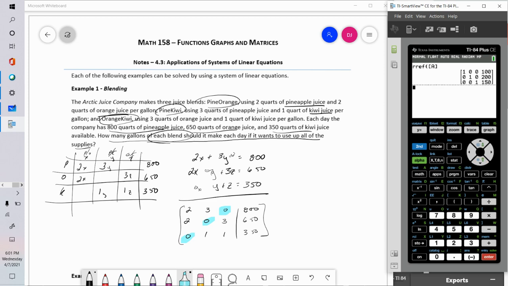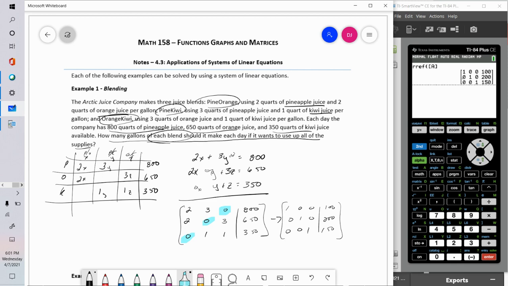Enter. So notice that we have 1, 0, 0, 0, 1, 0, 0, 0, 1, and then 100, 200, and 150. And if you recall, this means that x equals 100, y equals 200, and z equals 150. But again, remember that x, y, and z represent how many of each blend.